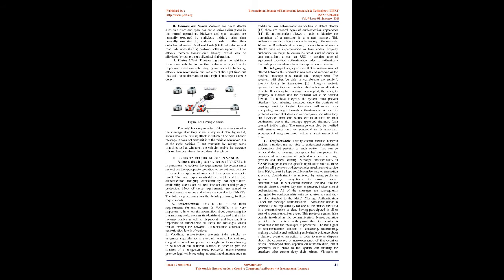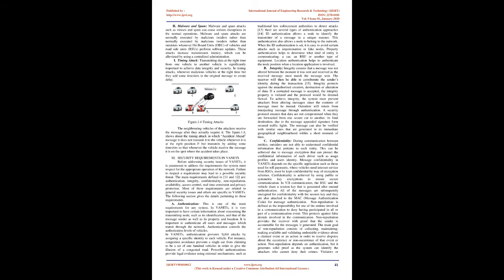In VANETs, authentication prevents Sybil attacks by assigning a specific identity to each vehicle. For instance, it prevents a single car from claiming to be a set of 100 vehicles in order to give the illusion of a congested road. Powerful authentication provides legal evidence using external mechanisms, such as traditional law enforcement authorities, to detect attacks [13]. There are several types of authentication approaches.